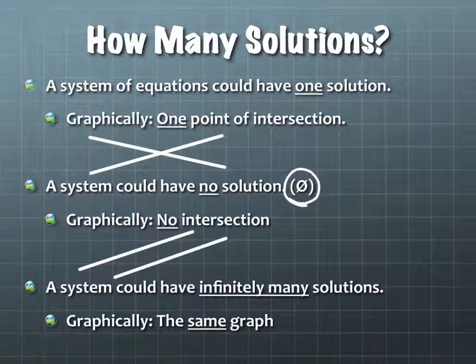Or a system could have infinitely many solutions. And if that's the case, what it really means is that you had two representations for the same line. Two equations that if you simplified and boiled them down far enough, they would recognize that they're actually the same equation. Which means they have all points in common, is what it really means. So we're going to actually do some that are just without context now, so that we can help to identify when we have these situations arise.